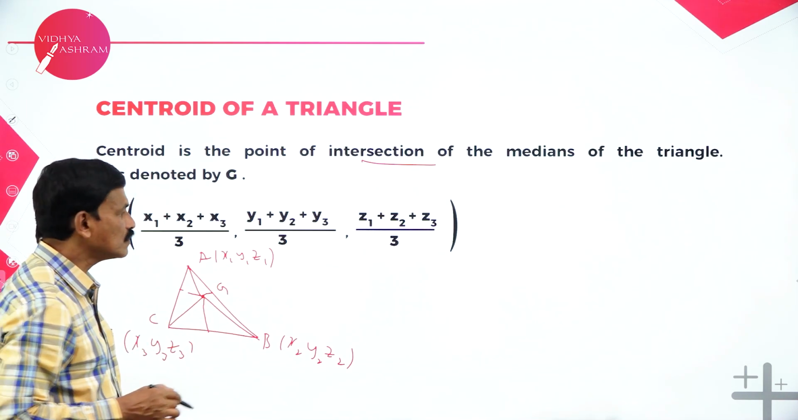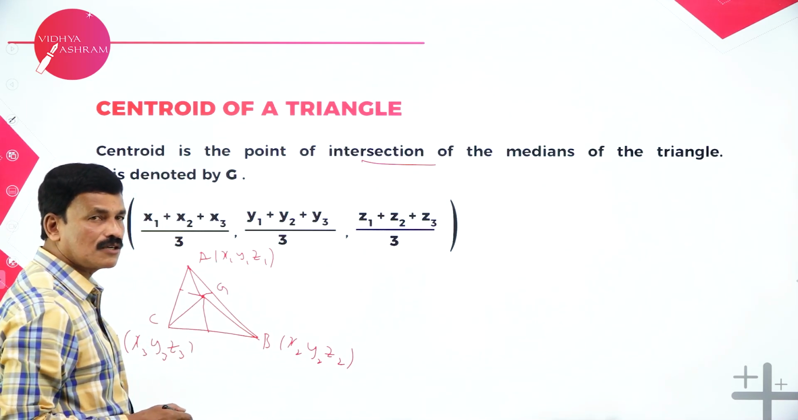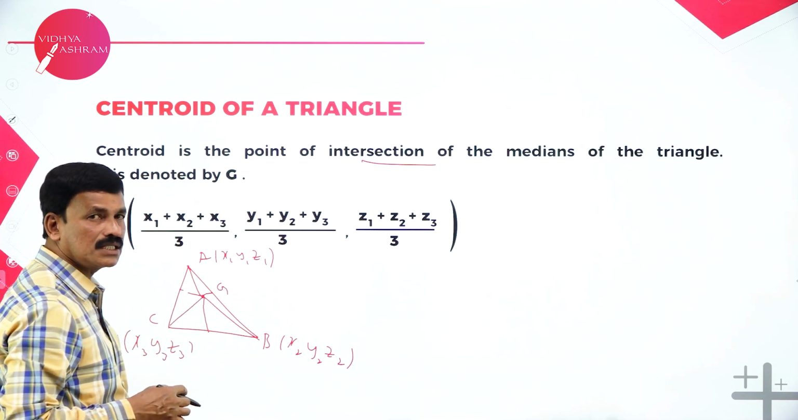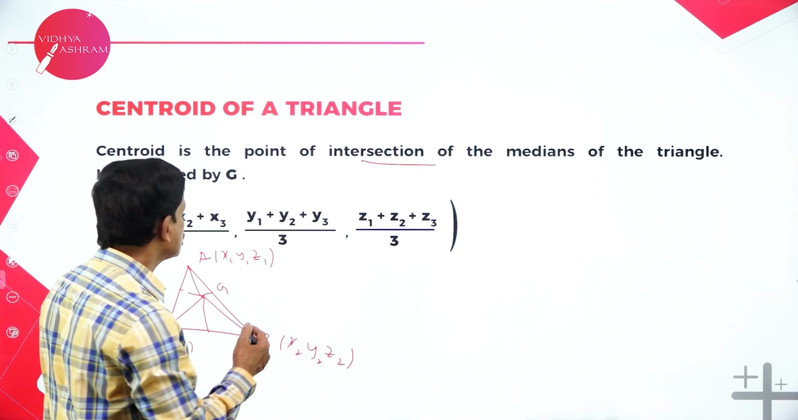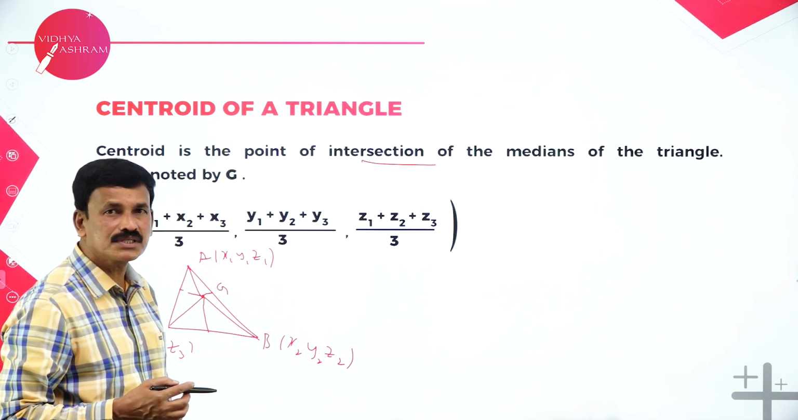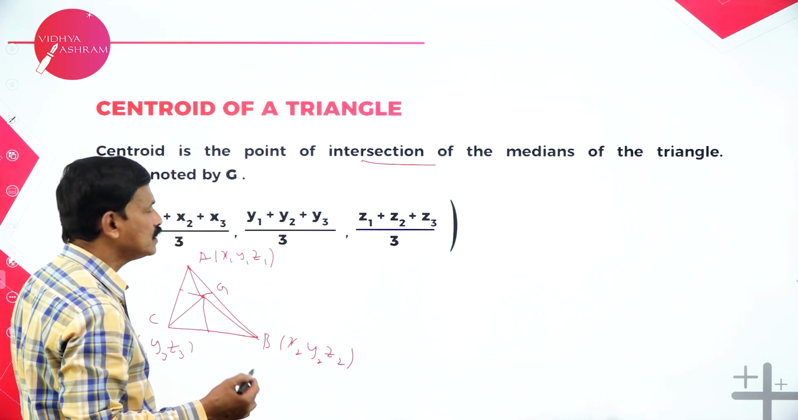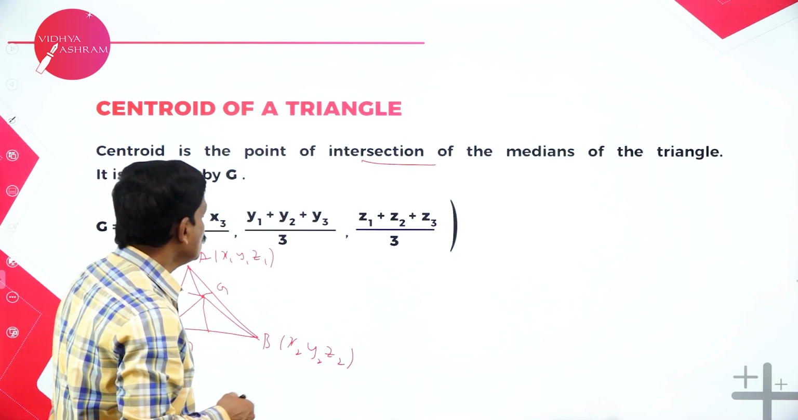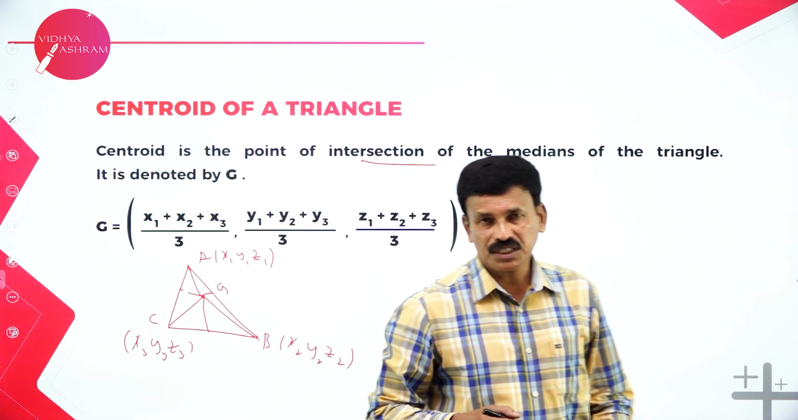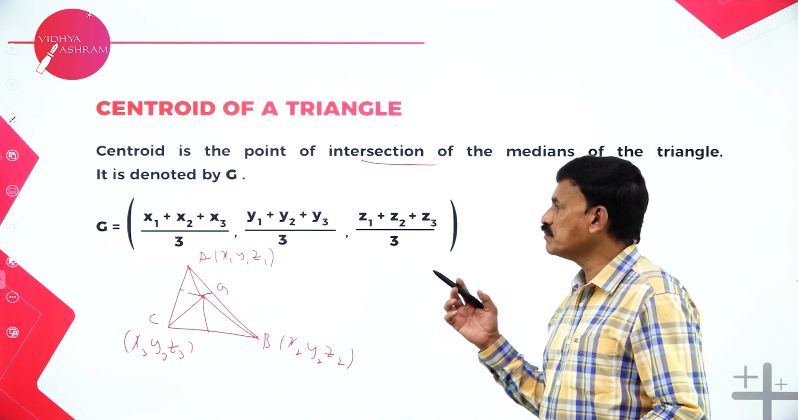So this is the centroid of the triangle and is given by G is equal to (x1 plus x2 plus x3) divided by 3 comma (y1 plus y2 plus y3) divided by 3 comma (z1 plus z2 plus z3) divided by 3. Now, using this centroid of a triangle, let us move on to a problem based on this.